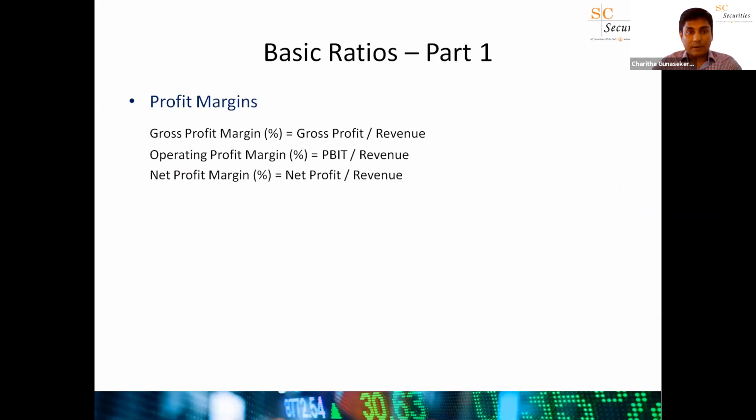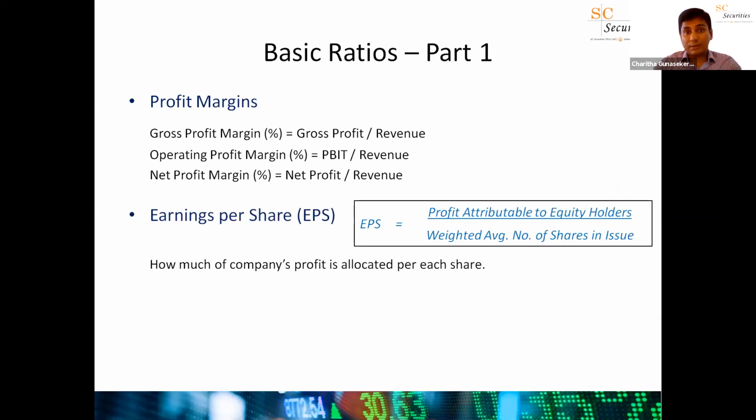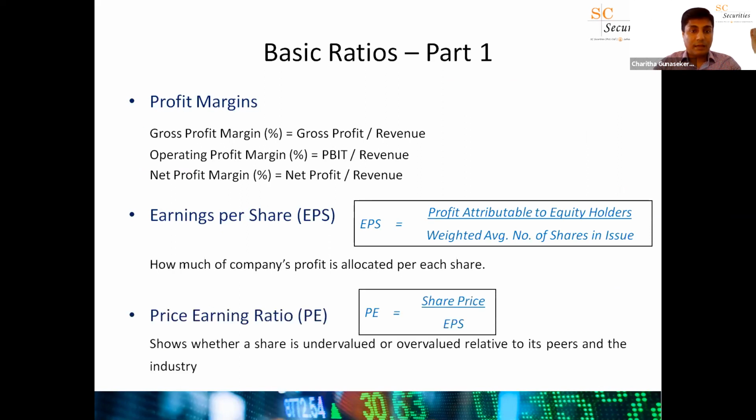Those are the profit margins, the earnings per share, which is very important, where you divide your net profits attributable to equity shareholders by the number of shares, and the price earnings ratio. I'm not going to go into detail today. If someone has missed it, please refer to our previous videos on this topic.